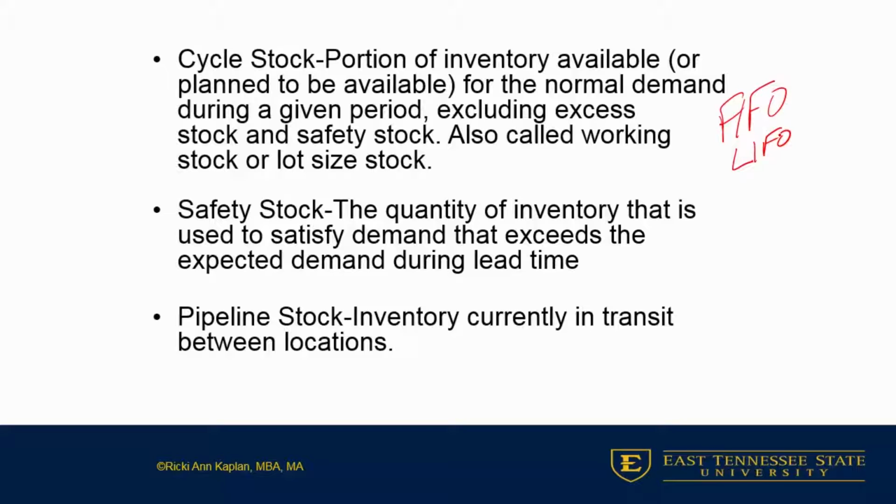Pipeline stock is inventory currently in transit between locations. It can be raw materials in the pipeline coming to you. It can be finished goods out. It can be something going from factory A to factory B that is actually work in process.